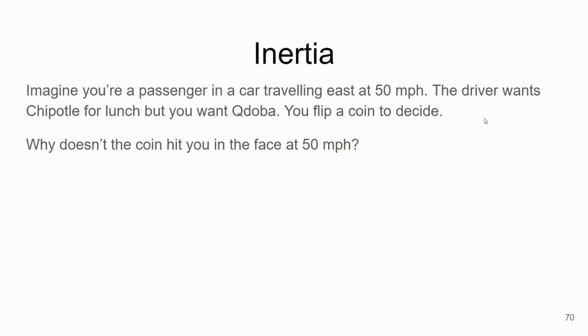So back to this idea of inertia. Imagine that you are the passenger in a car traveling east at 50 miles per hour. The driver wants Chipotle for lunch, but you want Qdoba, so you flip a coin to decide. So when you flip this coin, why doesn't the coin hit you in the face at 50 miles per hour? And we're ignoring air resistance and wind and all that kind of thing.